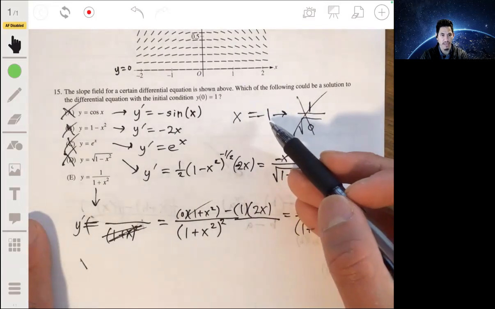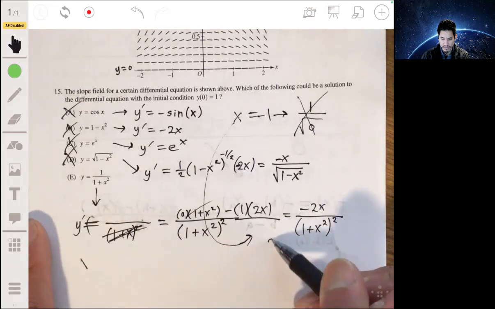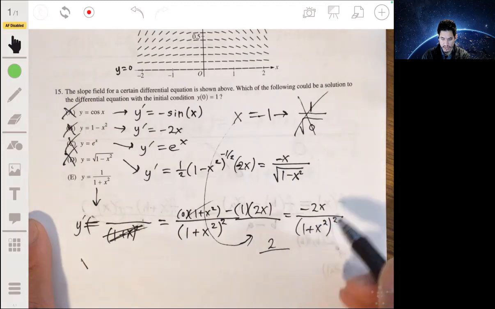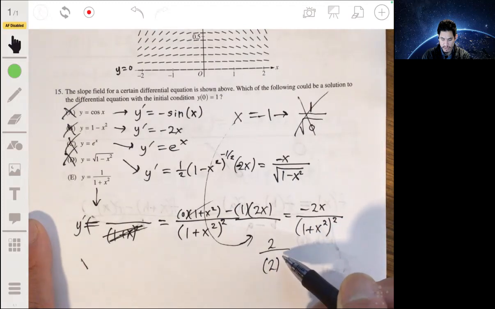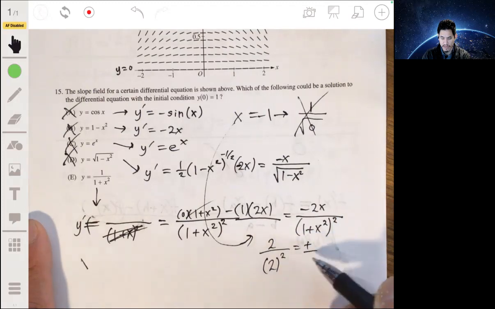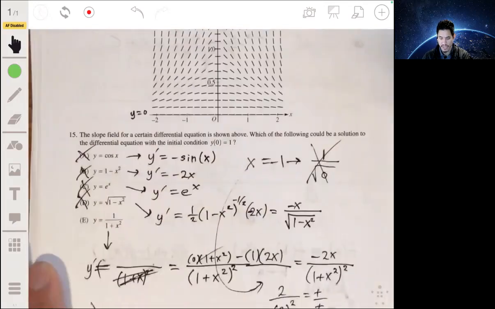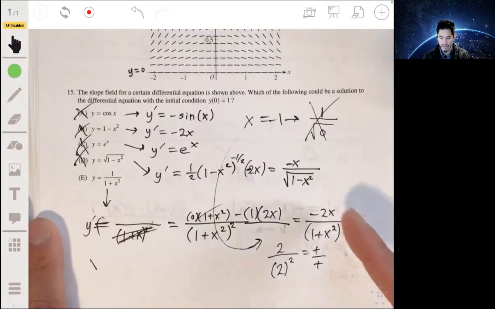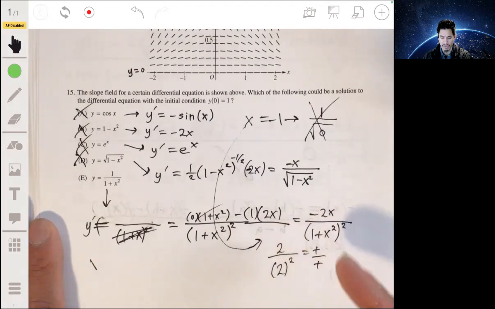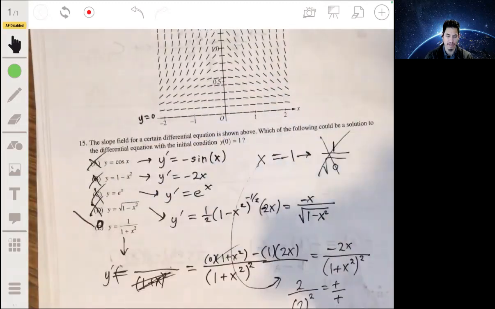But let's just plug in 1. If we plug in 1 into this equation, you would get a positive 2 on top over 1 plus a -1 squared, over 2 squared. You'll get a positive over a positive. So you get a positive number. So that works. And then if you were to plug in a positive number for x, you would get a negative over a positive. So then you can see it works there. So it makes sense. So E would be the answer.